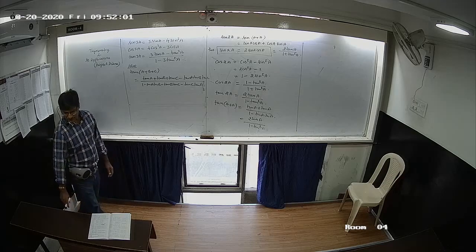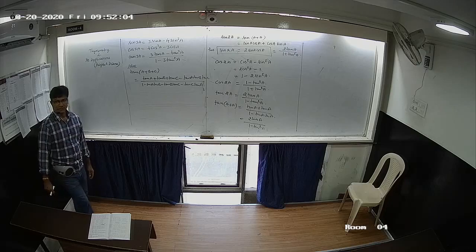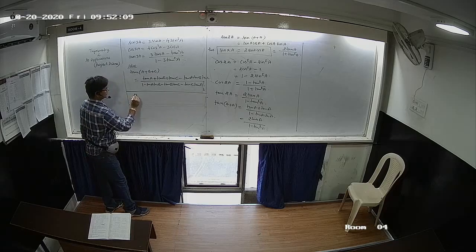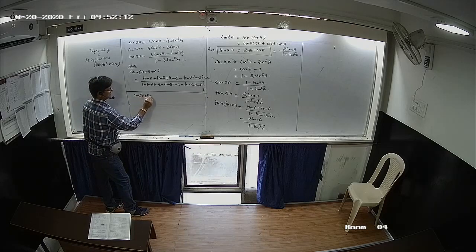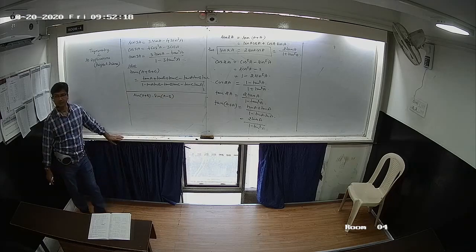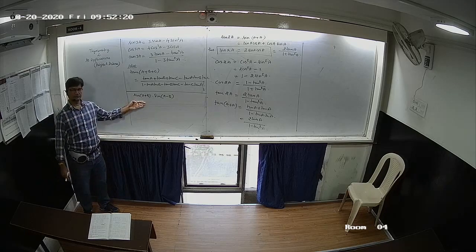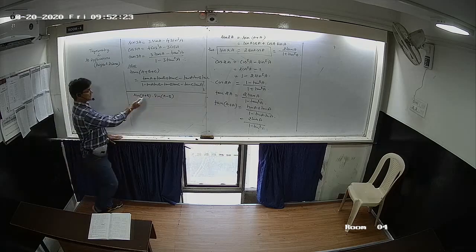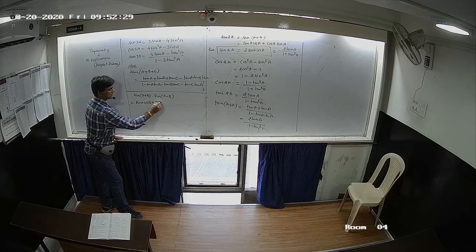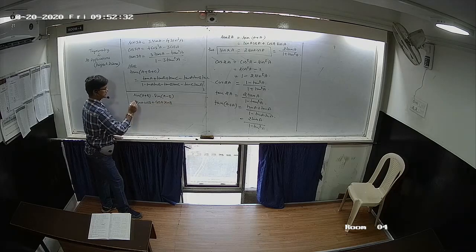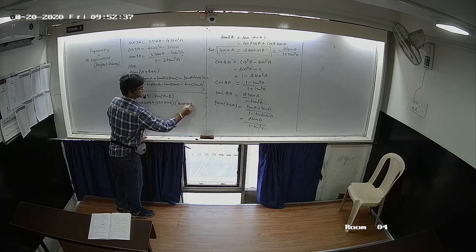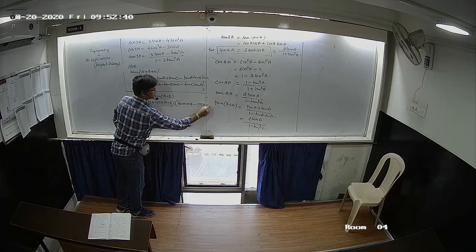Now, let's have some multiples of the angles. Sine of (a plus b) into sine of (a minus b). What will be the value? Sine of (a plus b) is equal to sine a cos b plus cos a sine b, into sine of (a minus b), which is sine a cos b minus cos a sine b.